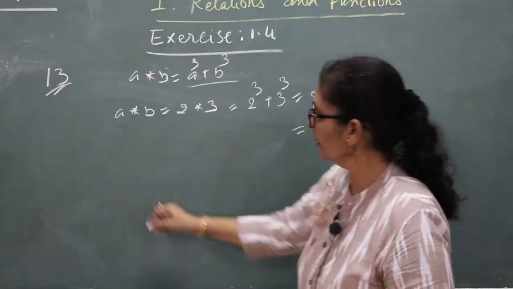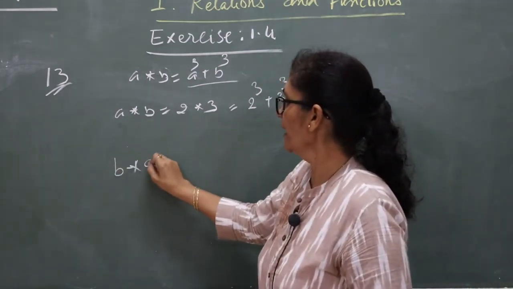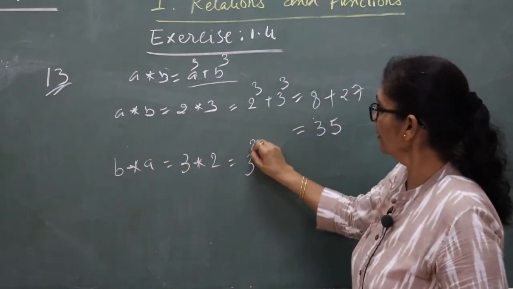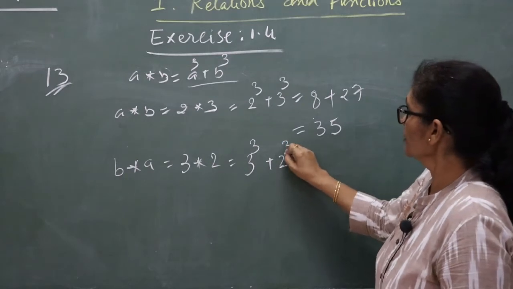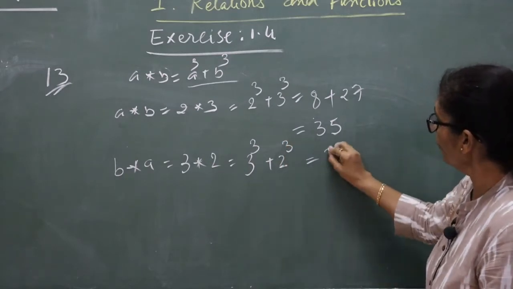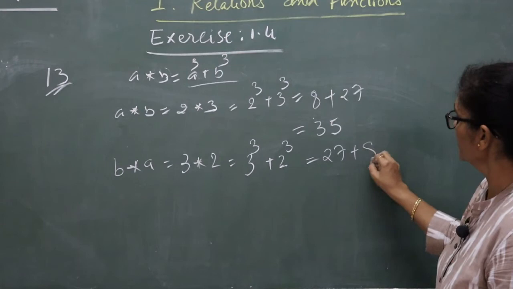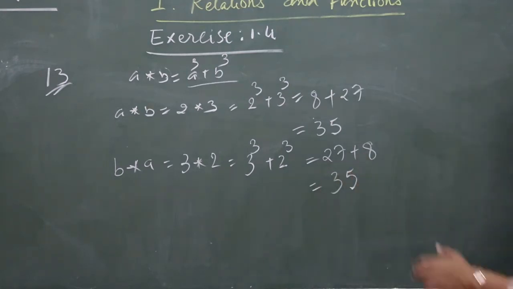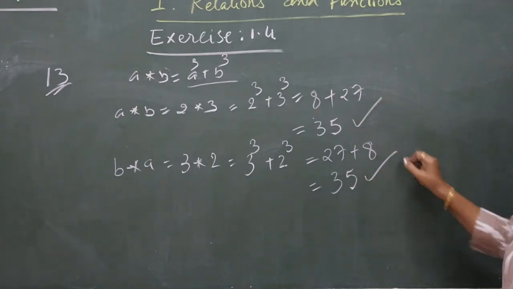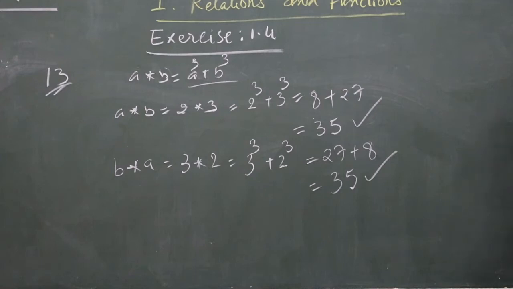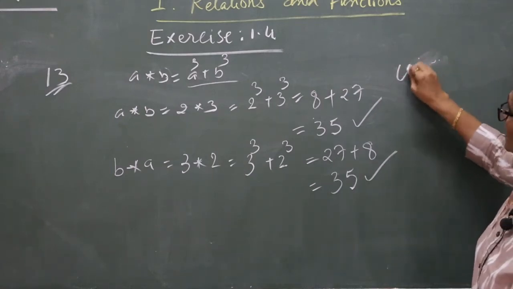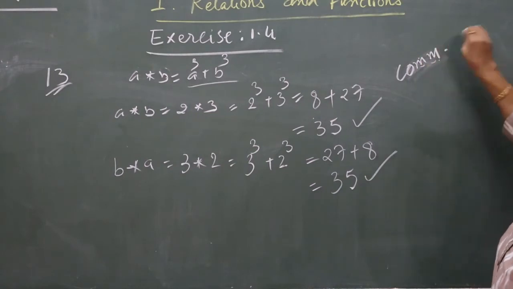35. Now the same thing we will follow for B and A. So 3 and 2. What is the meaning of it? 3 cube plus 2 cube. 3 cube means what? 3 3s are 9, 3 9s are 27, and 2 cube is 8. 8 plus 27 is 35. So your A asterisk B and B asterisk A, both answers are the same. What is the meaning of it? It is commutative. Okay, commutative is checked.